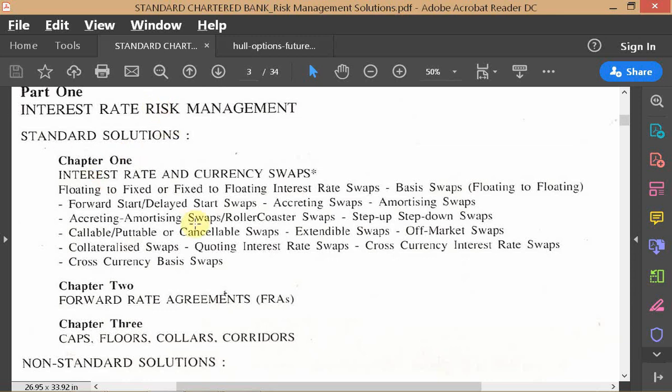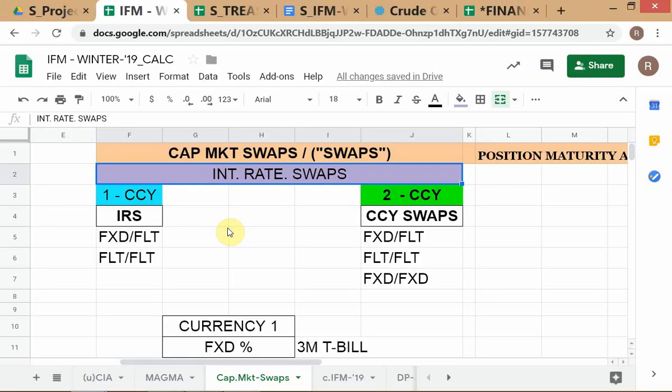You can read chapter 1 here. It'll be good for you to read a simpler version. Maybe you can start with this book first and then go to Hull, because this is much simpler. There's no need to cover all the various complicated versions, but just the initial interest rate and currency swap structure. So this is what we are going to cover.